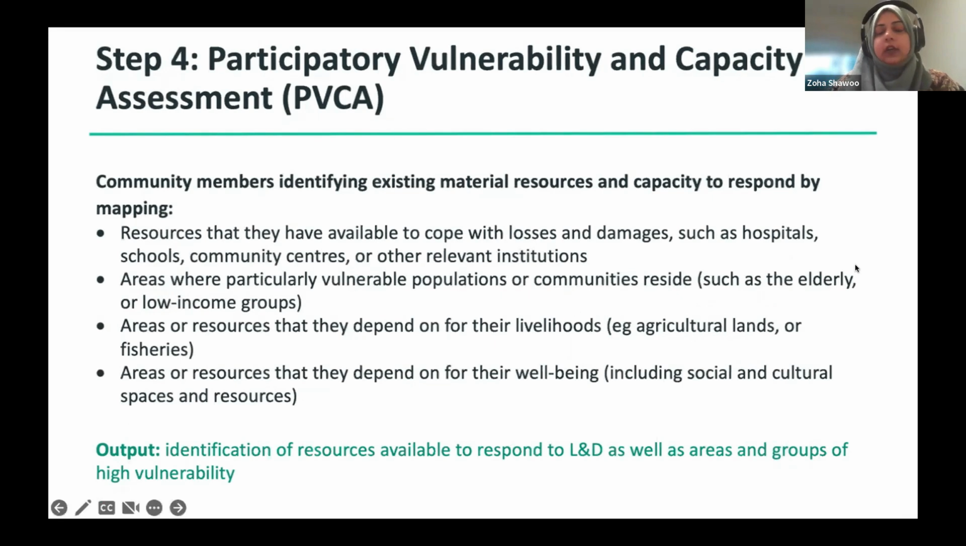So, we would give something like sticky notes to participants to actually identify the resources that they have available to cope with losses and damages, such as infrastructure, hospitals, community centers, and other institutions. Identify areas where there might be particularly vulnerable communities residing that would be most affected by losses and damages, for example. Identify the specific areas that they depend on for resources or for their livelihoods, such as fisheries or cultural lands, and then other areas that they might depend on for their well-being, so social and cultural spaces as well. So that would give us this identification of all the different resources available and the areas most at risk as well at the same time.